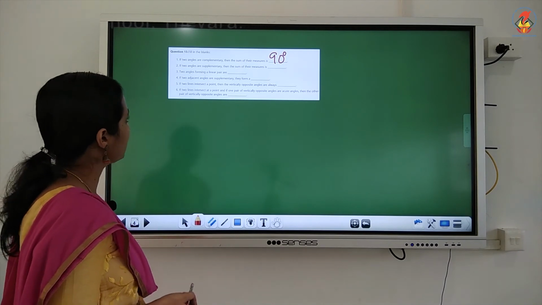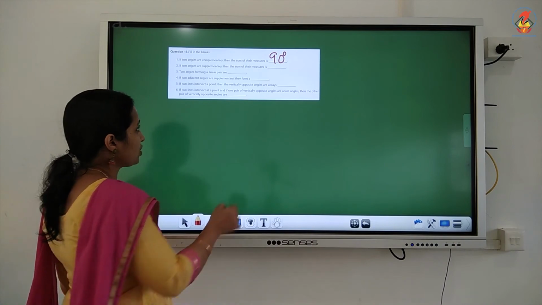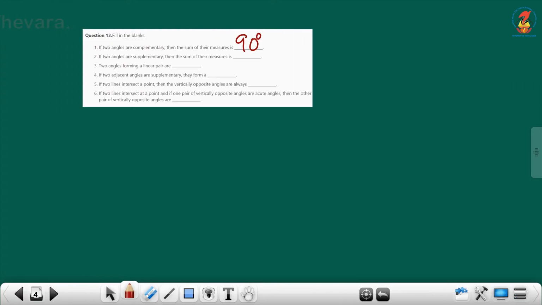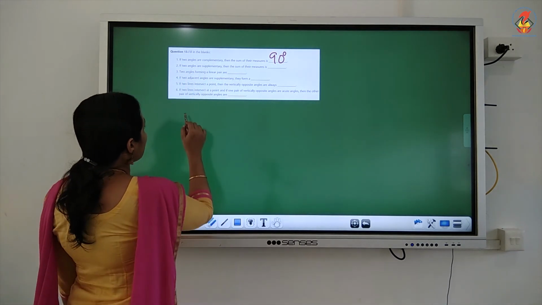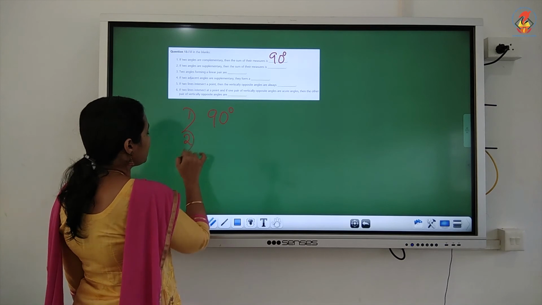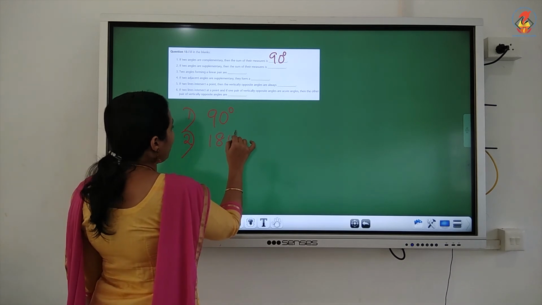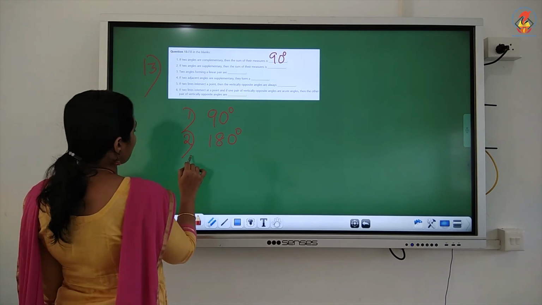Now what is the second question? If two angles are supplementary, then the sum of their measures is, supplementary means what? So if the sum of two angles is 180 degree, we can say that they are supplementary angles. So the first answer is 90 degree, second answer is 180 degree. This is question number 13, the fill in the blanks question.